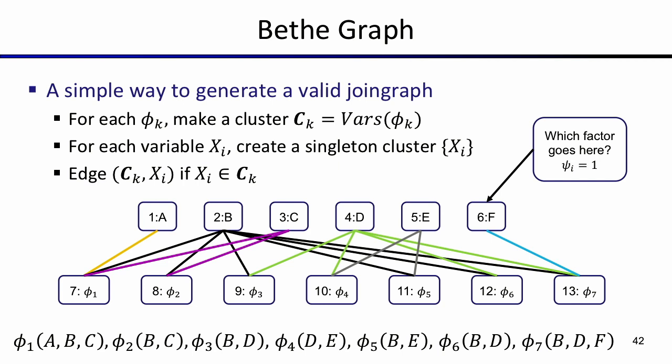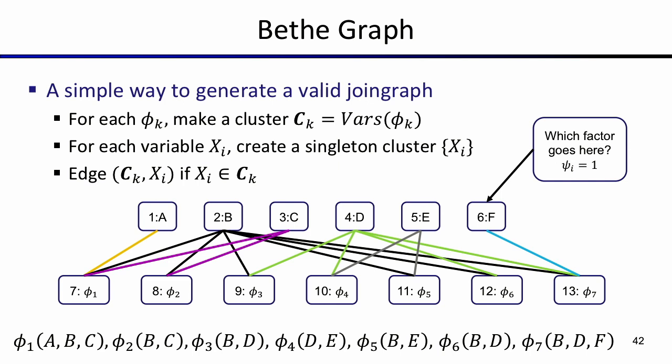Because the separators are so small and the clusters are so small, the interactions between the variables will be lost in the inference process, so the approximation will not be good for most networks. But anyway, it's going to be a very simple way of generating join graphs for Markov networks, for instance, that we have not seen before.